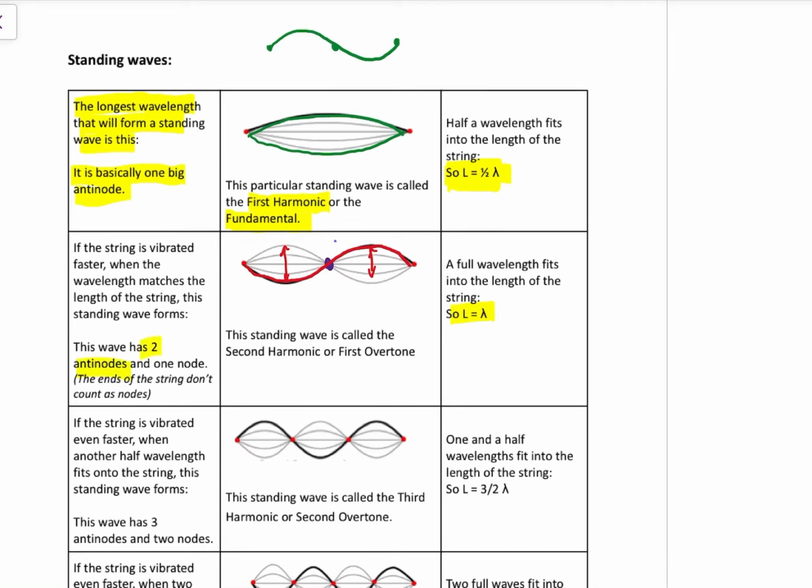It's got two antinodes and one node. We don't count the ends of the string, they were already fixed, so they don't count as nodes. There's one node in the middle. This one has funny names as well. It's called the second harmonic or the first overtone.